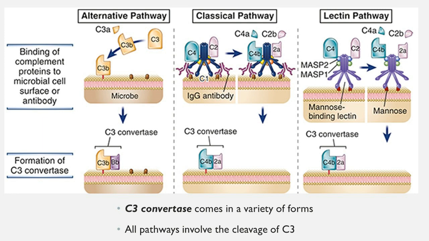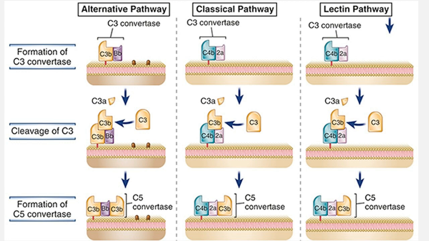The C3 convertase here actually has C3b in it, whereas the ones from the classical pathway and the lectin pathway, which are identical in this product, the C3 convertase is just a combination of C4b and C2a, two byproducts of C4 and C2 cleavage. Now, at this point, all three different pathways have a type of C3 convertase, which then cleaves free C3 into its byproducts C3a and C3b.